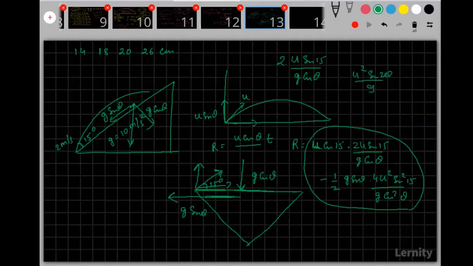So u is how much? U is given to me as 2 meters per second. So 4 into sine 30 by g. G is equal to 10. So sine 30 is how much? Sine 30 is half. So I'll get 20. So my answer definitely has to be less than 20 degrees. In this case, it will be much less than 20 degrees.